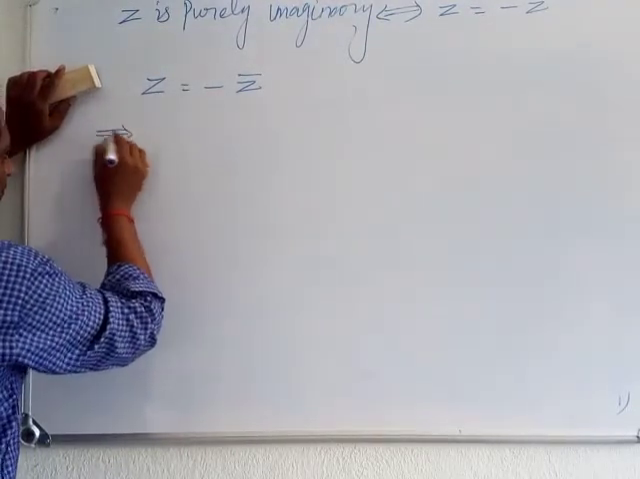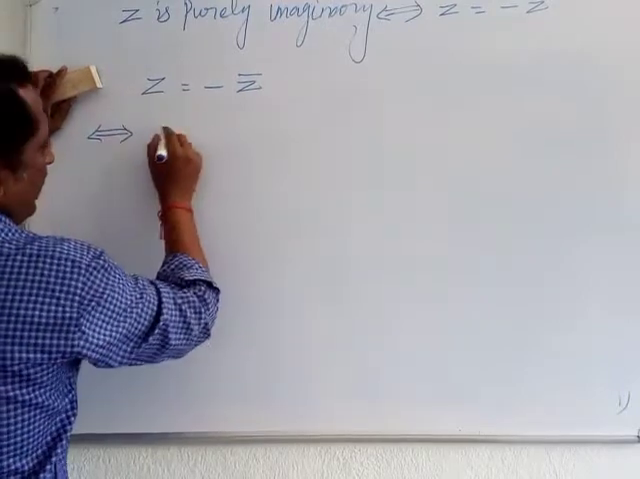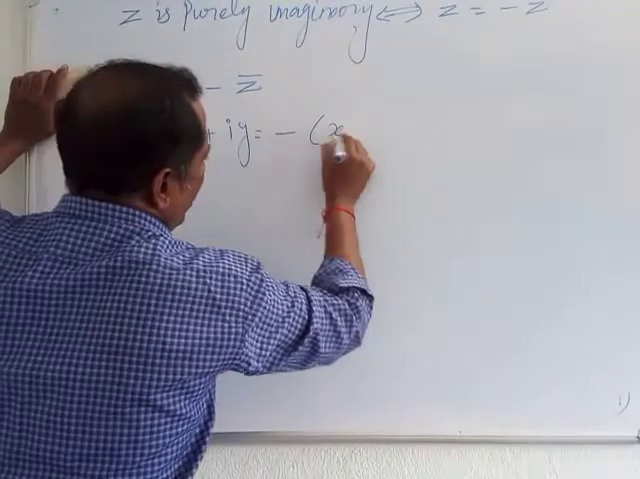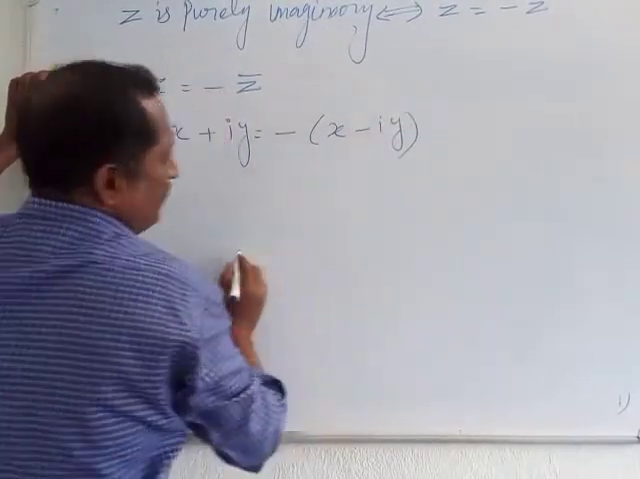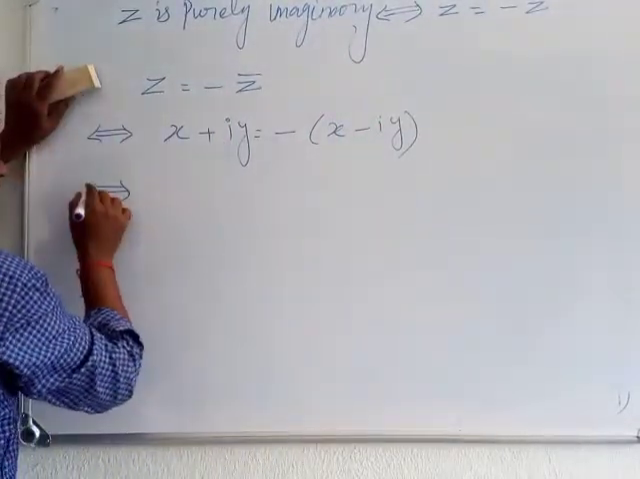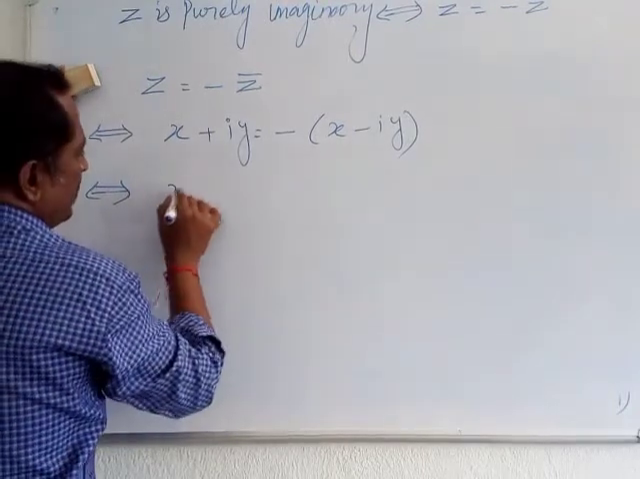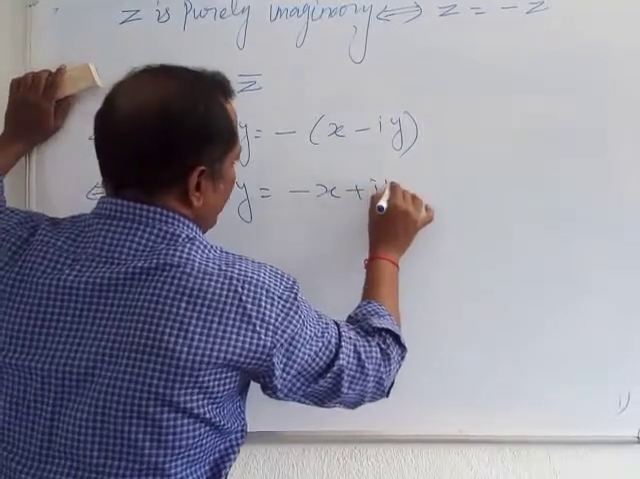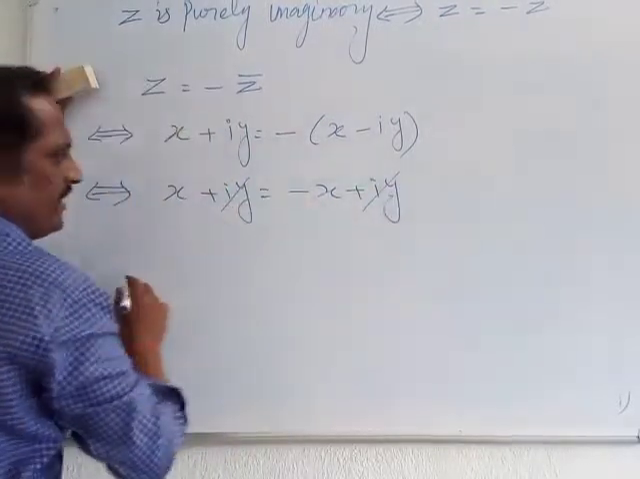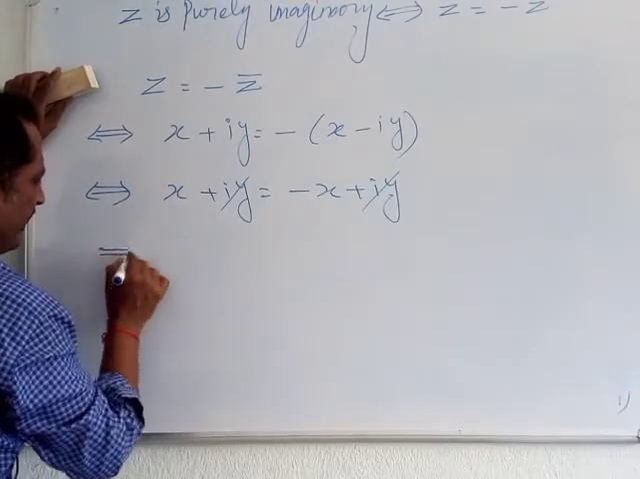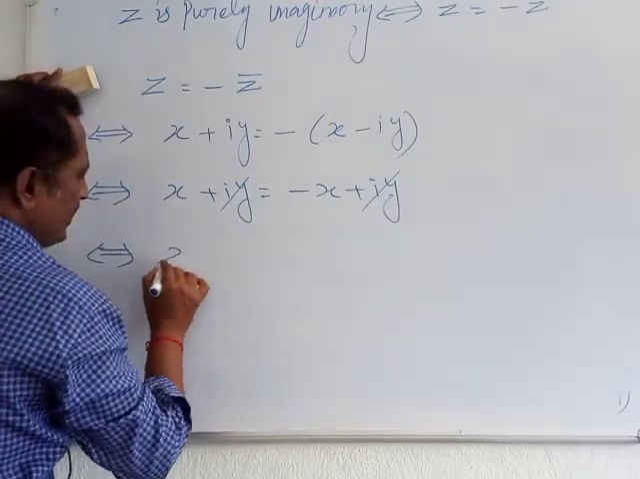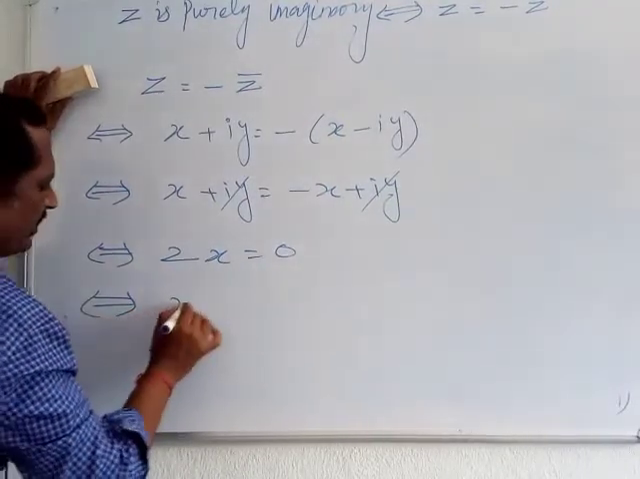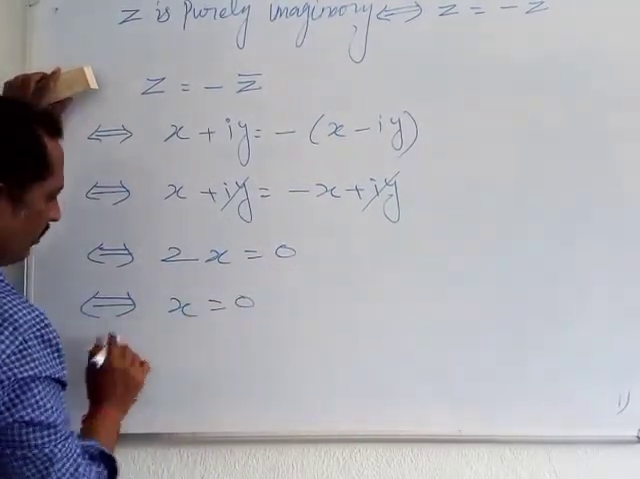Double side arrow. Z is x plus iy, minus z bar is minus (x minus iy). This implies x plus iy is equal to minus x plus iy. The iy terms cancel. This minus x comes to the left side as plus x. So x plus x is 2x is equal to 0. This simplifies only if x is equal to 0.